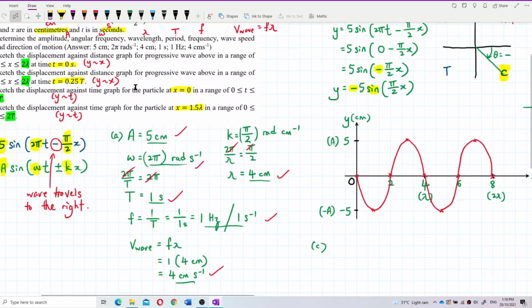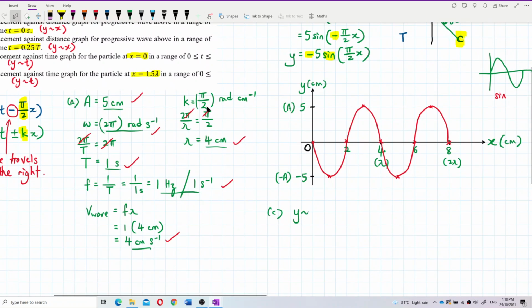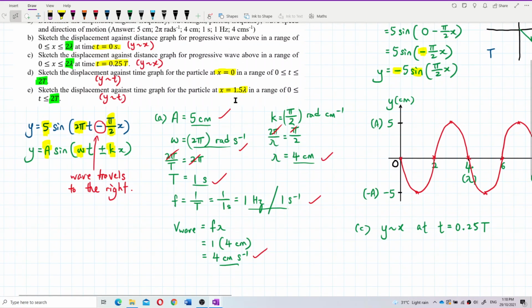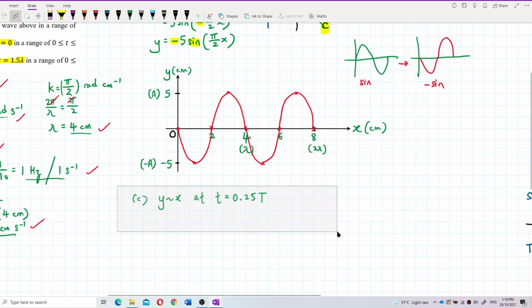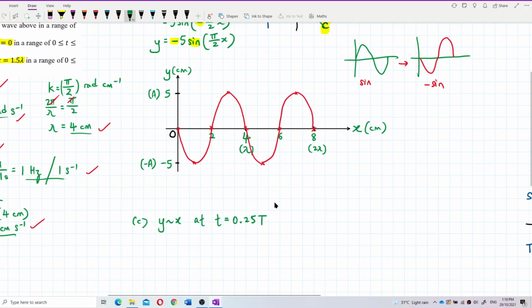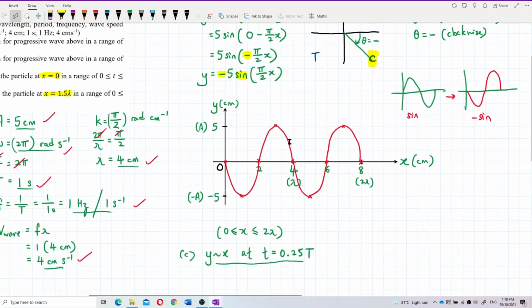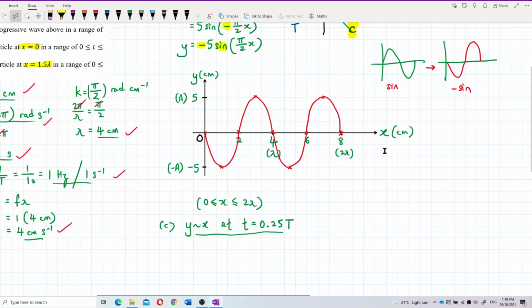So we need to draw a y versus x graph at what time? At this time, 0.25 period, and also in the range until 2 lambda. So I also want the range between 0 to 2 lambda. Okay, good. So this is what we want to draw, y versus x graph, displacement versus position graph.